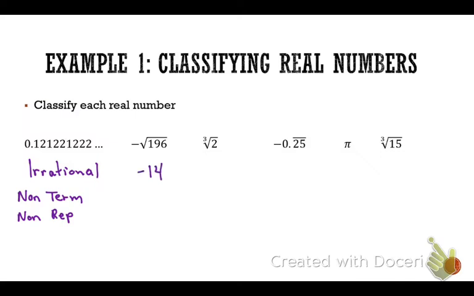What kind of number is this? Is it a whole number? No, it is an integer. So you're going to say negative 14, integer, rational. The sad part is I'll have kids say integer and then irrational. And it's like, you guys knew it was an integer. It's rational. Integers are rational.